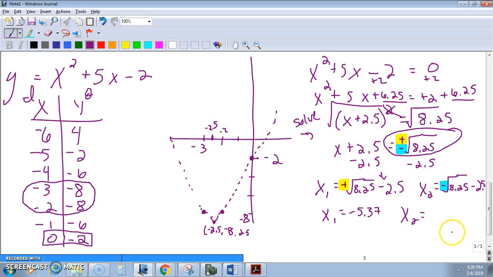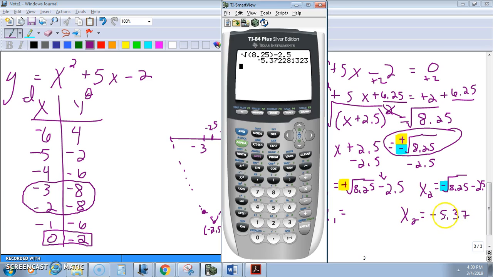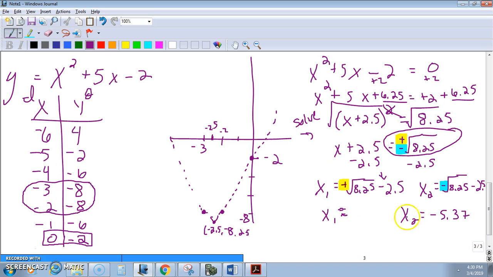And then this other one, oops, I did that wrong, you guys, because check it out. I put in the negative first. Remember, I even said that, negative 5.37. The reason I wanted to do the negative first is so I could just go back and delete that negative and then hit enter. And I get positive 0.37 approximately, right?